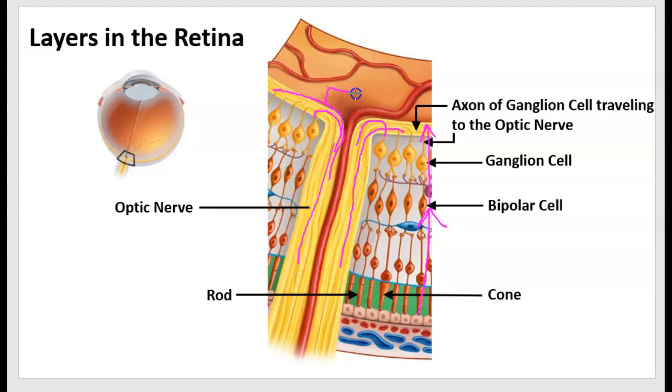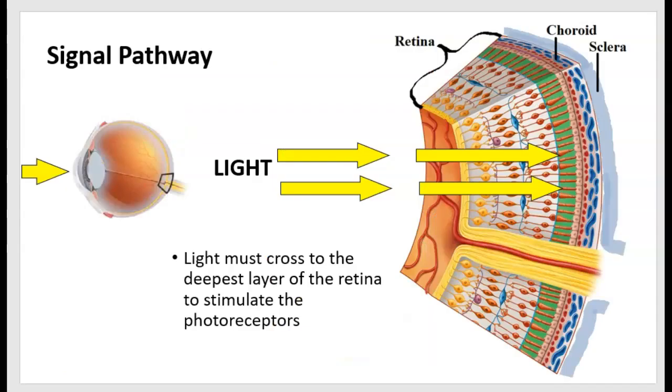So this explains a little bit why the optic disc is not able to absorb light. It's because the optic disc is just full of axons. There's no photoreceptors there. So the take-home message is just that light must cross to the deepest layer of the retina to get all the way to the photoreceptors, and then the signal comes back around and goes out the optic nerve.